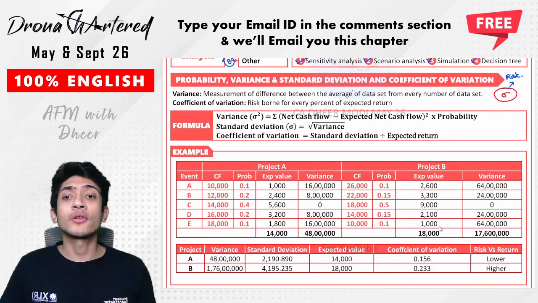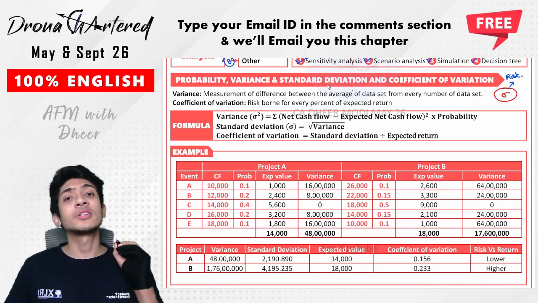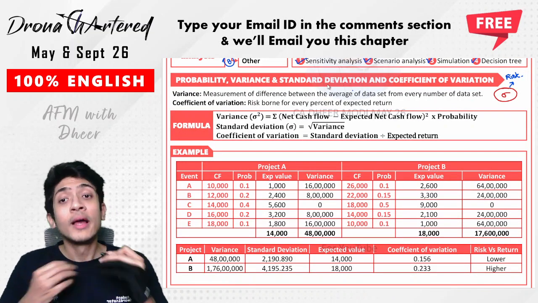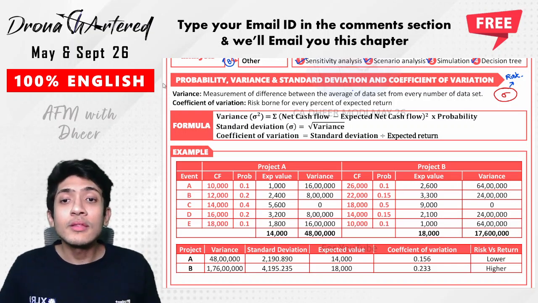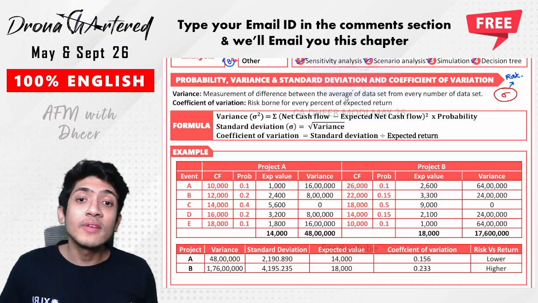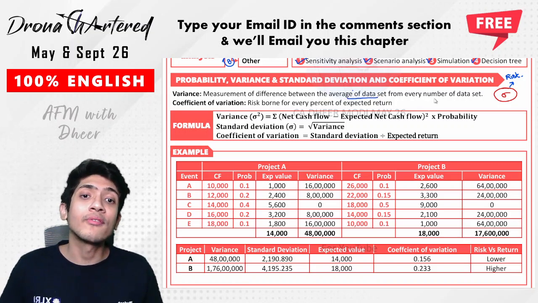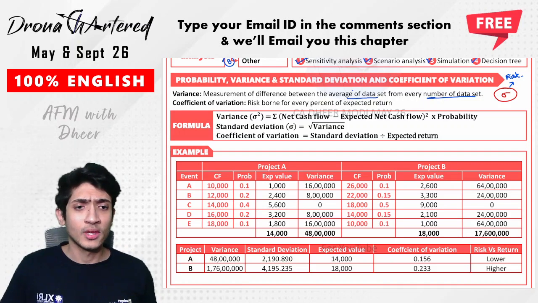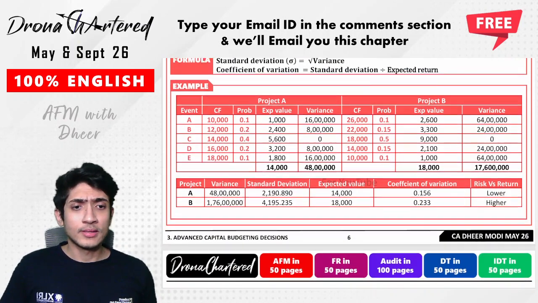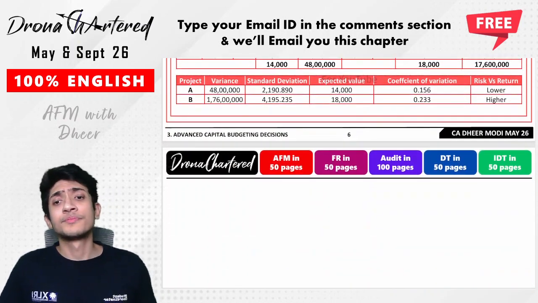So statistical methods talk about probability, variance, standard deviation, and coefficient of variation. Let's first understand what variance is. So variance is a measurement of difference between the average of data set from every number of data sets. Sir, I didn't understand what you're saying. Okay, let's give you an example.